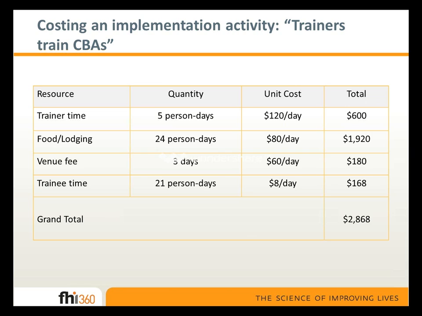So here's an illustration of how we might go about costing an implementation activity, in this case the training of the community-based agents. We see the different resources listed down the left-hand column. We see their measurement in natural units in the middle column, the quantity, and the unit cost, and then finally the total cost. And it gives us a grand total, which in this case is $2,868 for one of these trainings.